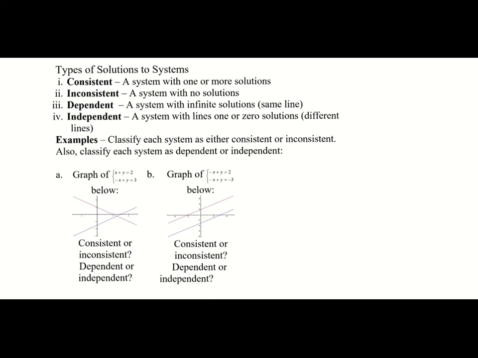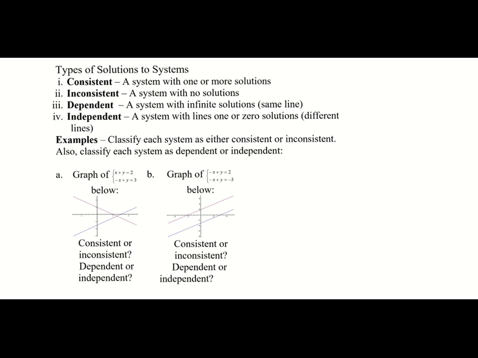So think B, when we graphed B, we had parallel lines. That would be inconsistent. Now, to go along with that, we're going to call it inconsistent or consistent, and then dependent or independent. So if it's dependent, it's the system with infinite solutions. So it's going to have the same line, so it's going to have one line graphed on there, and that's it. Independent means you have one or zero solutions. So really independent, think you have two separate lines. So it could be lines that meet at a point or parallel lines.